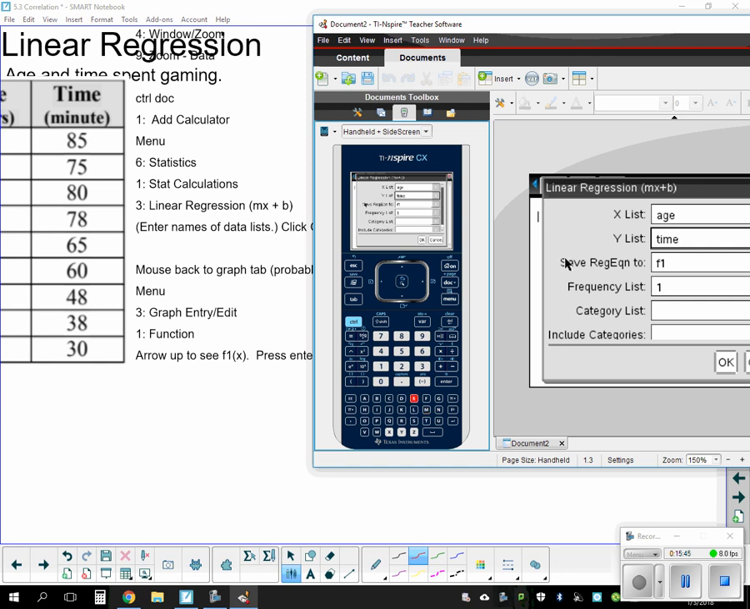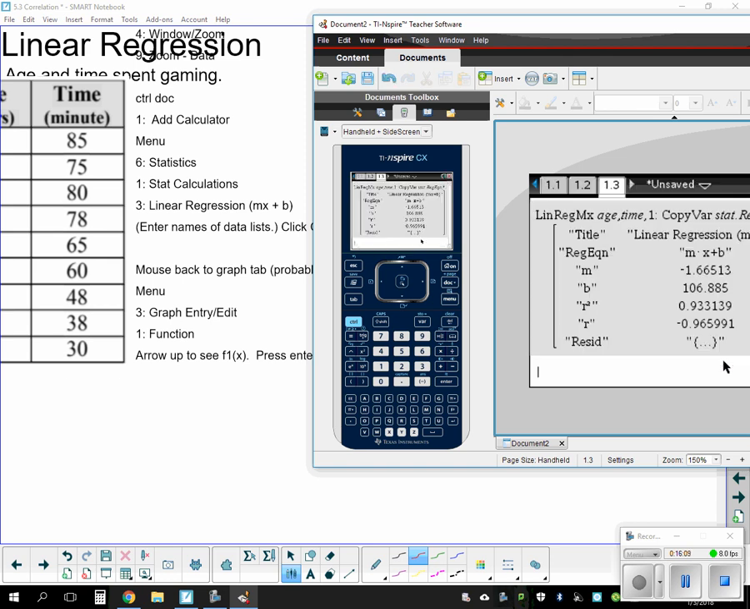If you look at what it says, save regression equation to, it's automatically going to not only give us the equation, it's going to save it in F1. And we'll see in just a second why that's beneficial. So you definitely want that to be in there. If for some reason it isn't, type F1 in there, but it should be there. Frequency list, we're not going to change. Category list, include categories, leave all that alone, click OK.